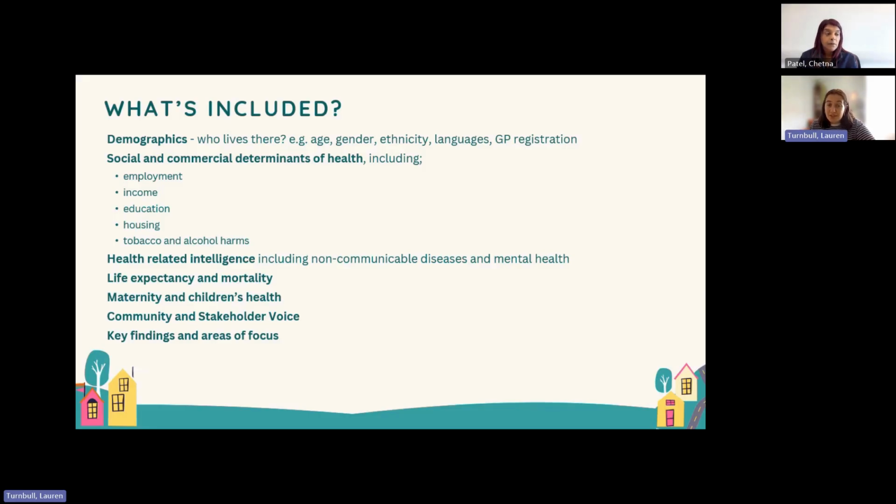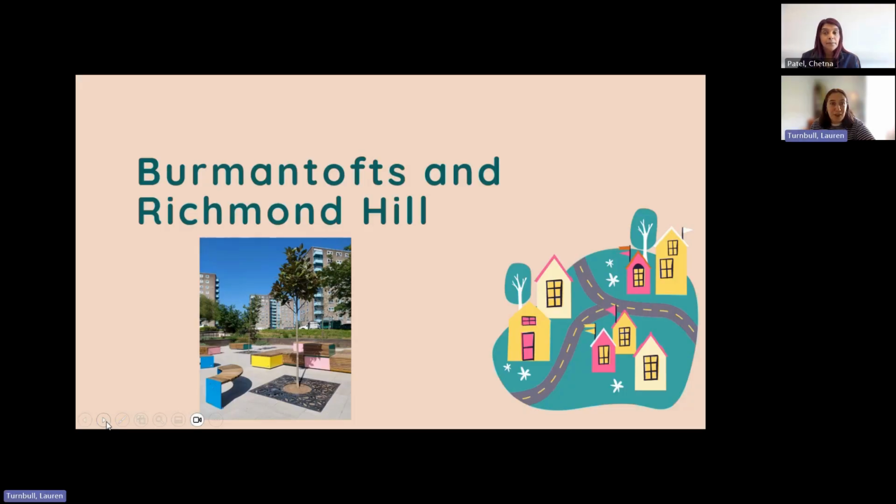So we use lots of different sources of data to do this, and that includes data from GP clinical systems, local authority data, census data, and other ONS data. We're not going to be referencing our data today because we talk about quite a lot, but it can all be found in the main report if you are wanting to know the source of any particular data. So I'm going to hand over to my colleague Chetna, and she's going to talk about Bermondsey and Richmond Hill.